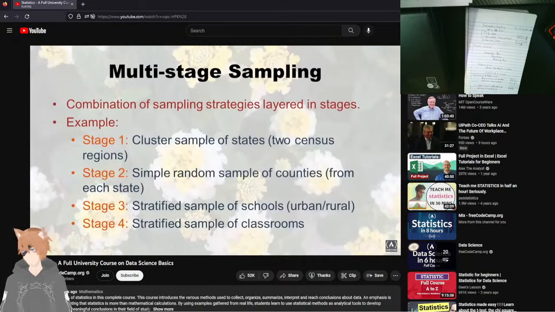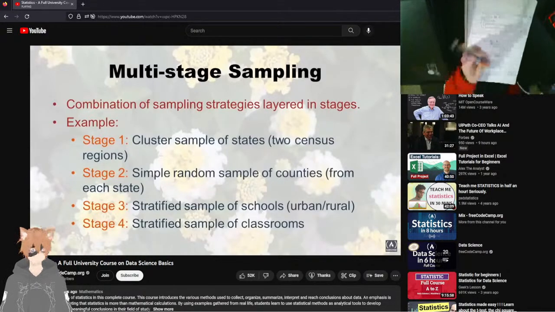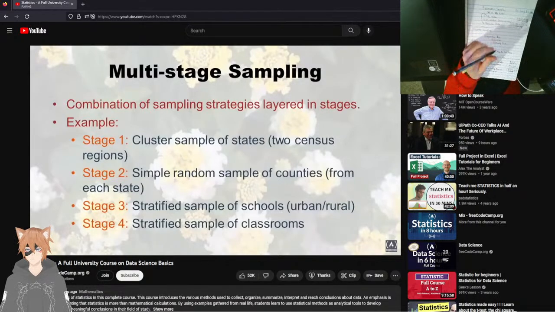So if you're imagining, wow, I've got to start with a lot of people, you're probably right. So for example, you could start with stage 1 as a cluster sample, right? Remember where you take out a map and then you divide it into areas? Well, let's divide it into states and take 2 census regions of states, like about 10 states from those clumps. Okay, now we've limited to that. Now let's go to stage 2 of our multi-stage sampling.